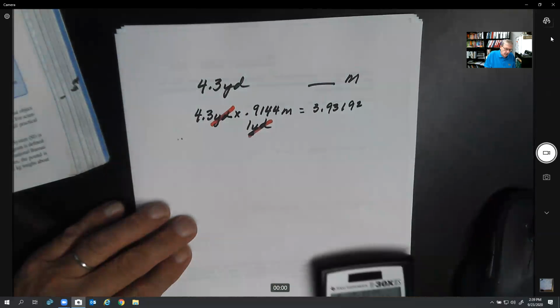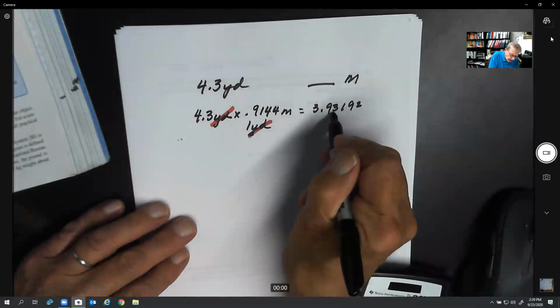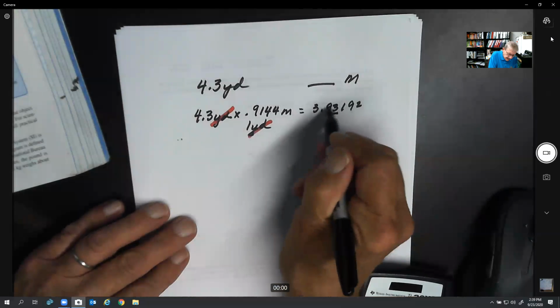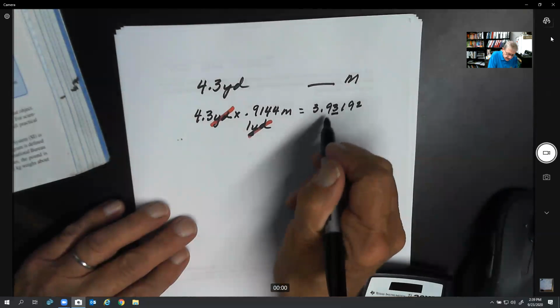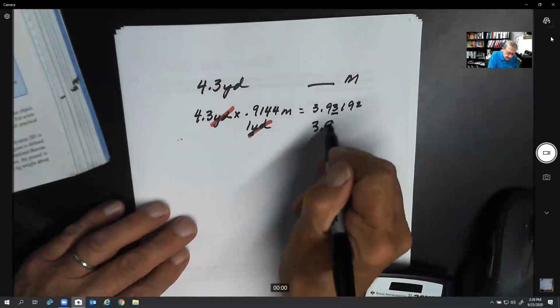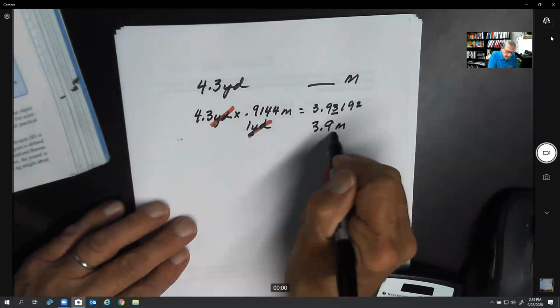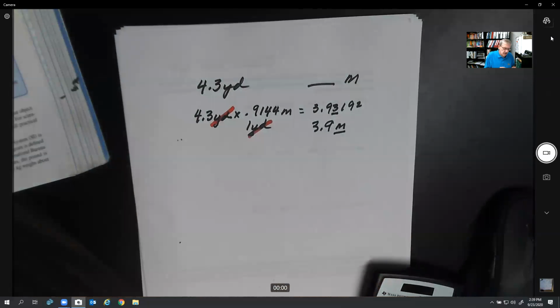But I only want to go 1 decimal place. I look at the 3. 3 is small. The 9 is going to stay the same, 3.9 meters. Okay. So, you can remember to multiply, but sometimes it's confusing.